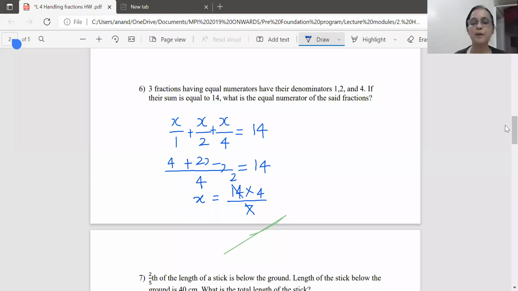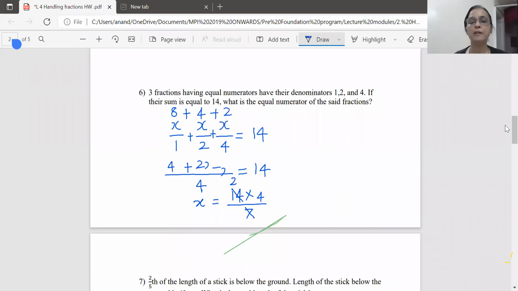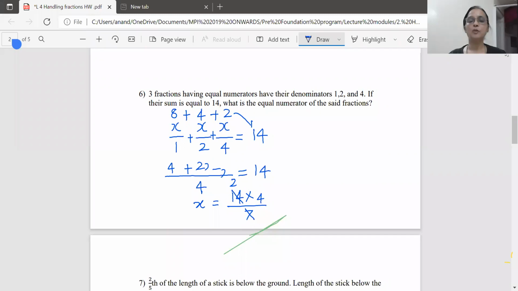So x is 8. Now let us check: 8 plus half of 8, that is 4, plus 1/4 of 8, that is 2. 8 plus 4, 12, plus 2, 14. Yes, we got it.